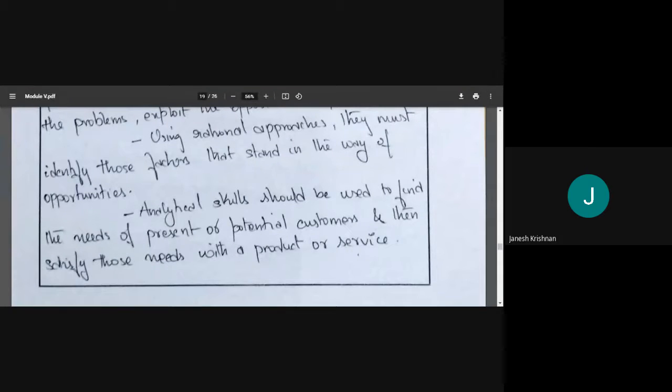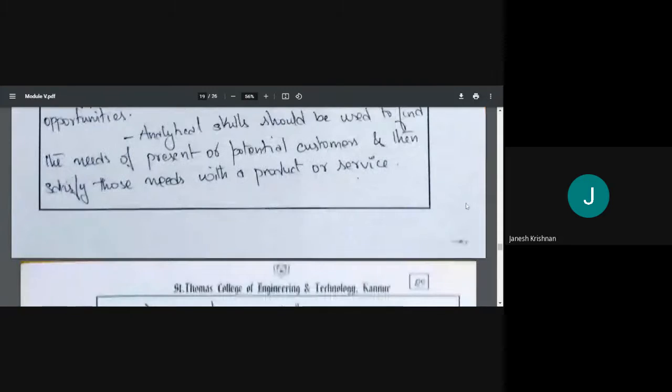So how can those people be made my customers? That is what a manager should think about, regarding his present and potential customers. A manager should be able to use analytical skills so that people become his potential customers, and potential customers become his present customers, and then he can give them a product or service that satisfies their needs, right? So that is analytical skills.